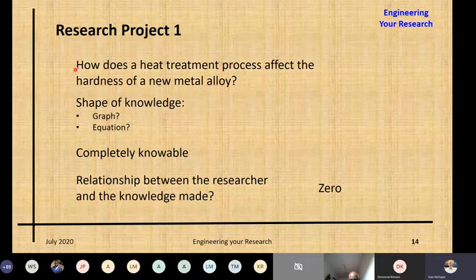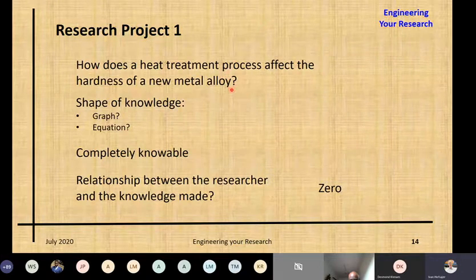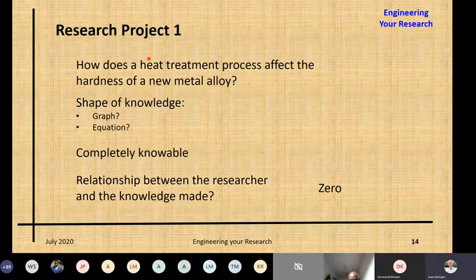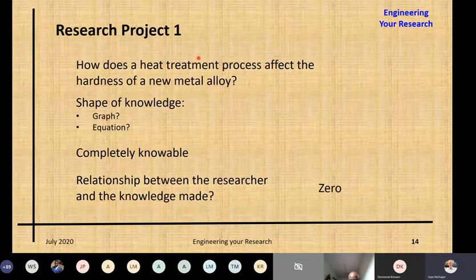Here's my research question: how does the heat treatment process affect the hardness of a new metal alloy? I'm a metallurgical engineer, and I've got this new metal alloy, and I'm going to try and figure out what the heat treatment process does to its hardness. This sounds like a reasonable research project for a metallurgical engineer, and I can ask, what would the shape of the knowledge be that comes out of that research process? Right now I'm thinking it could be a graph or an equation.